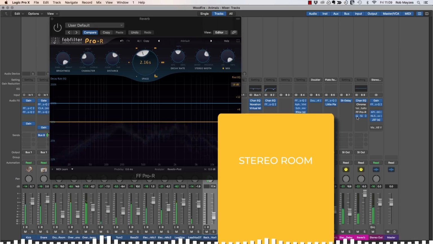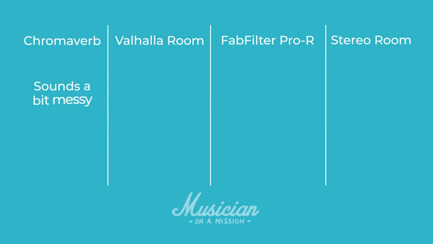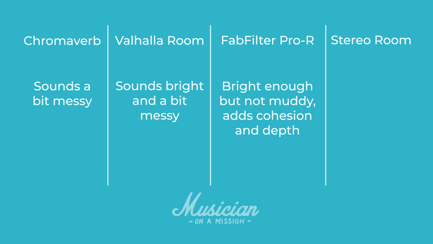Hills digging down. So here are my observations. The Chromaverb sounds a little bit messy. Valhalla sounds a little bit too bright and also a bit too messy. The FabFilter is sitting perfectly where I want it. It's bright enough that it's not sounding muddy or messy, and it's adding the cohesion and the depth that I want, but it's actually quite subtle. It's a bit more transparent. And then Stereo Room is just not really interesting enough. So I think I prefer Pro R.